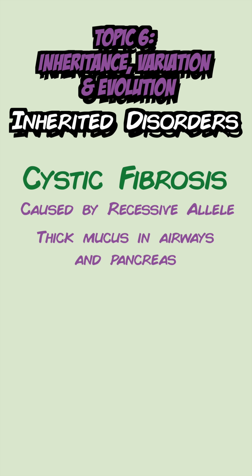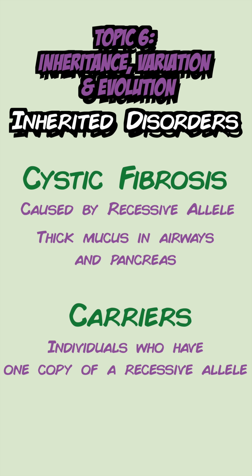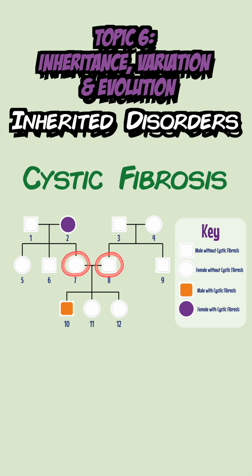For diseases caused by recessive alleles, you can have carriers, who are individuals who have one copy of the recessive allele. This means that they can have the gene for the disease, but they don't have the disease itself. This means carriers of cystic fibrosis can have children who have the disease, even though the parents themselves don't have the disease. Polydactyly is another genetic condition, but this one's caused by a dominant allele.